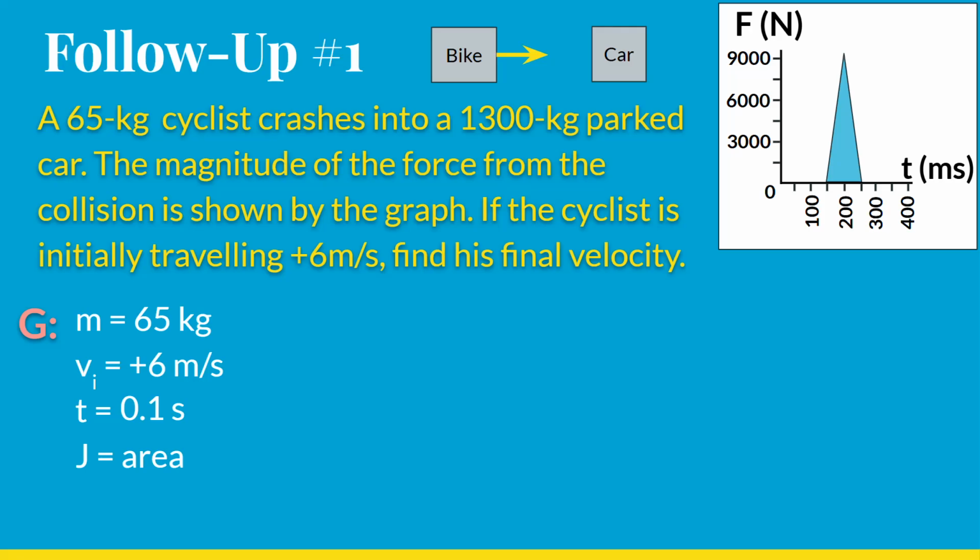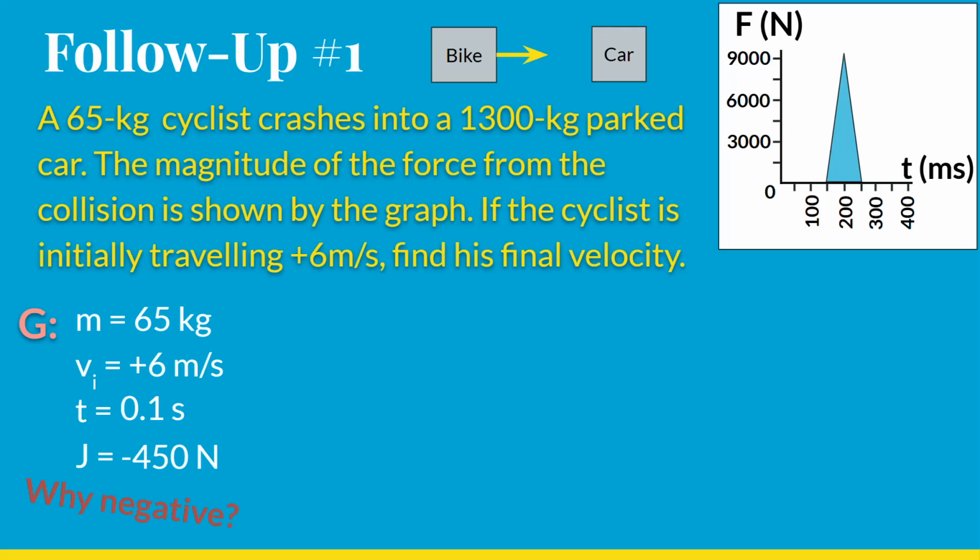Now I can find the area, 1/2 base times height, but I'm going to use 0.1 as my base rather than 100, because I want it in seconds. So 1/2 times 0.1 times 9,000, that area is going to be 450. However, you'll notice I put a negative sign in front of it. Guys, why did I mark this as negative 450? Does anybody know? We're not sure? That's okay.